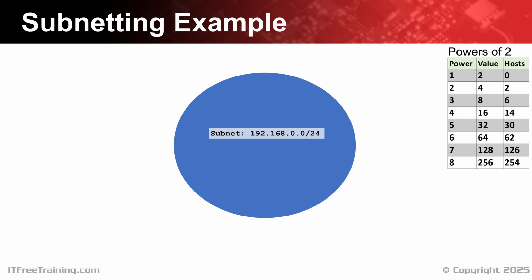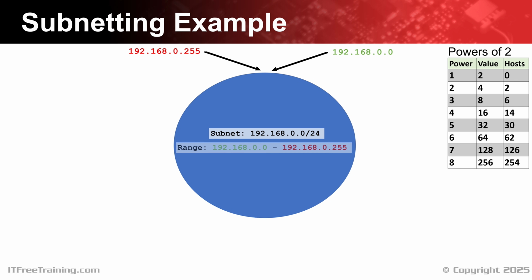To start with, I will work out the range of IP addresses. The first address will be when the host ID is all zeros. Thus, in this case, it will be 192.168.0.0. The last IP address will be when the host ID is all ones. In this case, it will be 192.168.0.255. Since we know the first and last IP addresses, we now have the range. The first address will be the network ID. The last address will be the broadcast address.